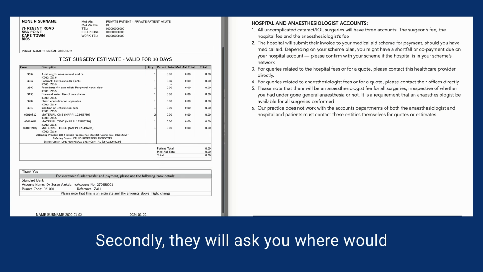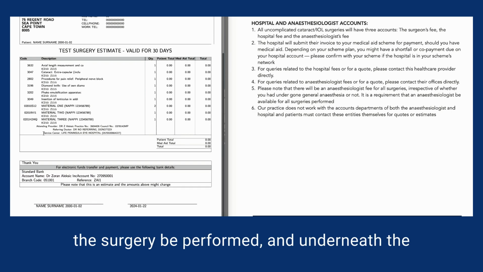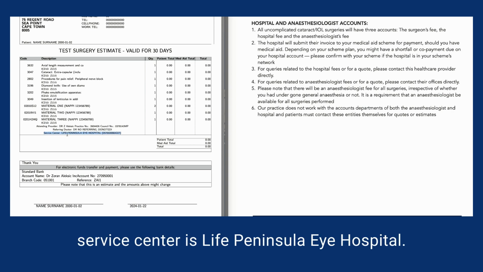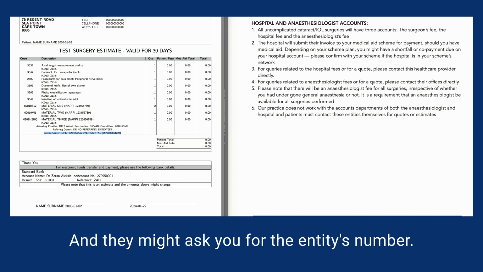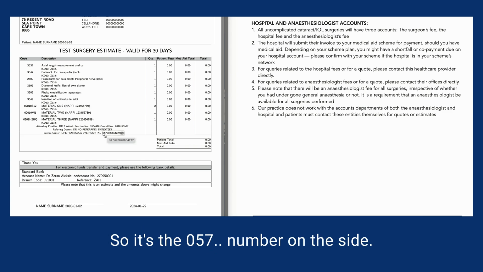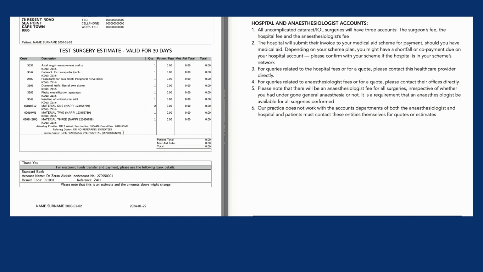Secondly, they will ask you, where would the surgery be performed? And underneath the quote would be the hospital. For example, in this estimate, it says service center is Life Peninsula Eye Hospital, and they might ask you for the entity's number. So this is the registration number of the hospital. So it's the 057 number on the side.